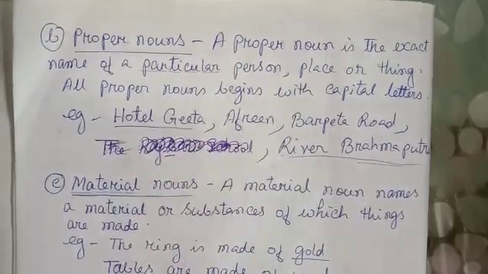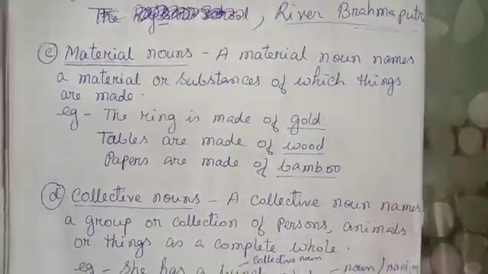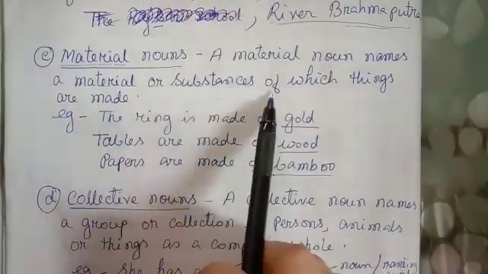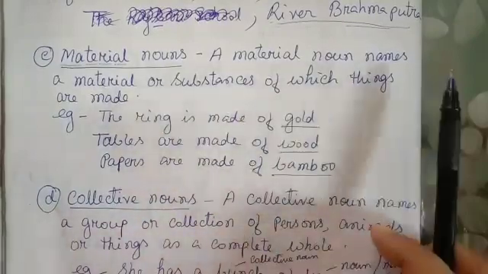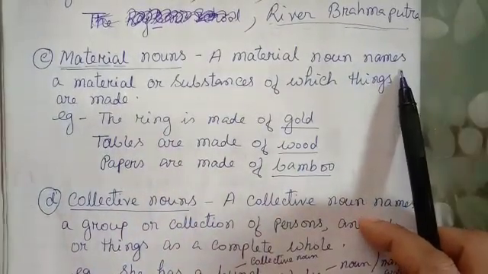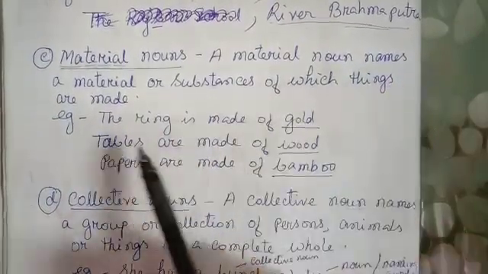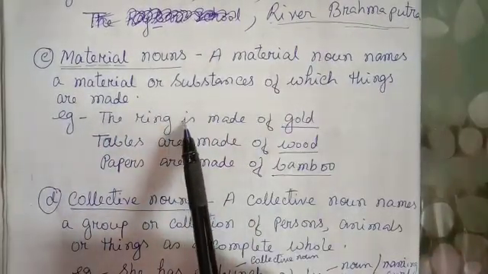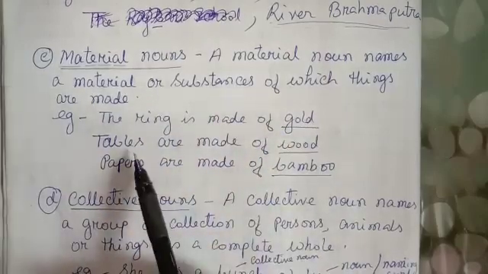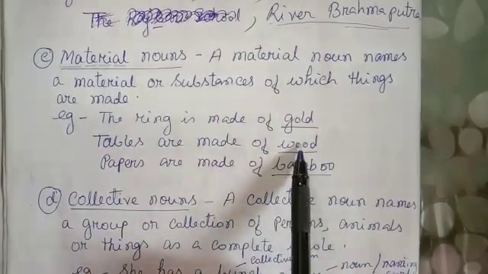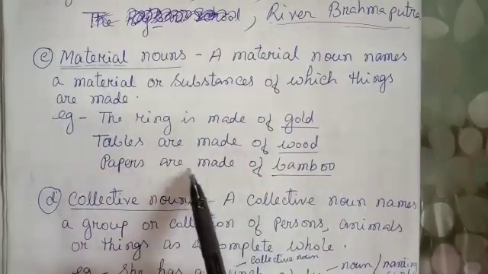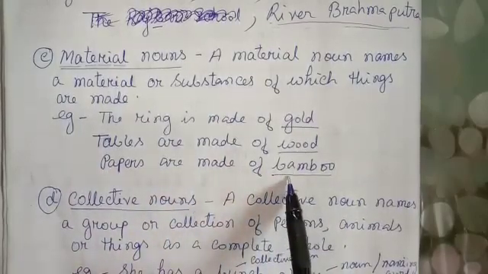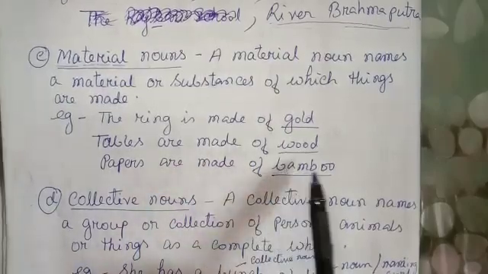Okay, next you see what a material noun is. A material noun names a material or substance of which things are made. What we make the thing from, that is what? A material noun. Example, you see, the ring is made of gold. The ring is made of what? Gold. Tables are made of what? Wood. So wood is what? A material noun. Papers are made of bamboo. So bamboo is what? A material noun. Okay, papers are made of bamboo.